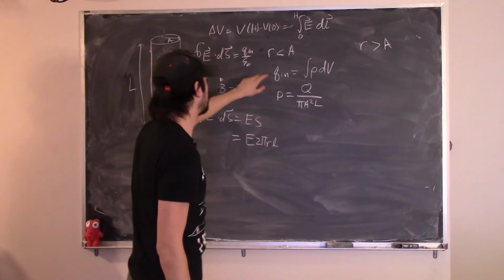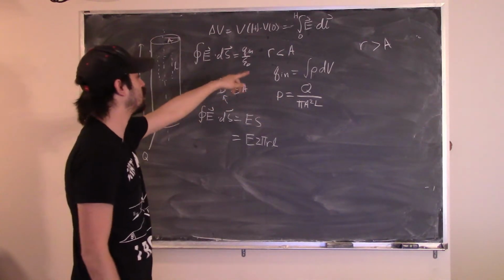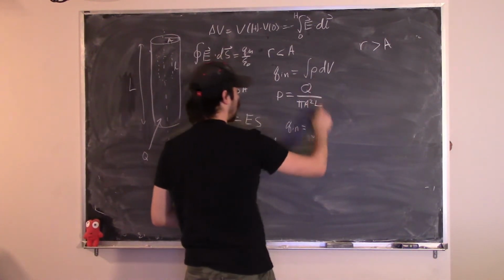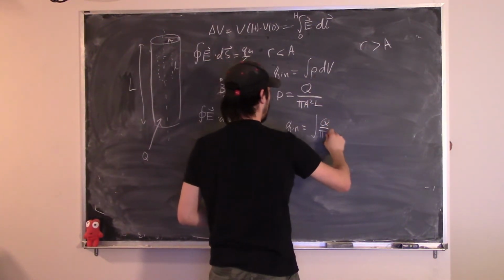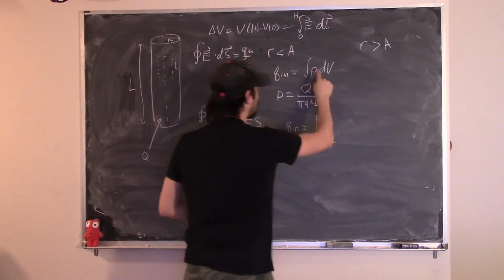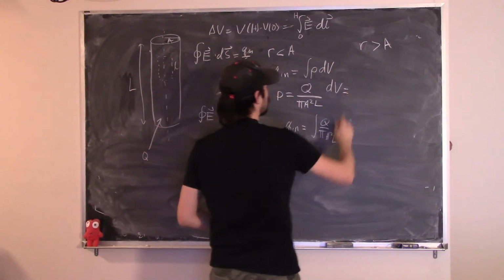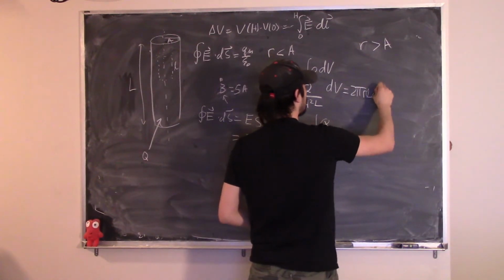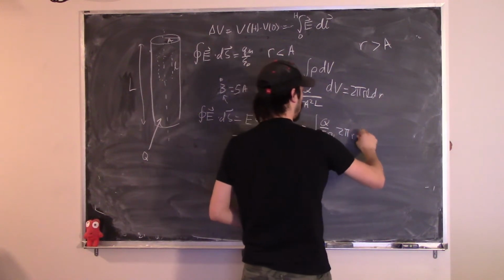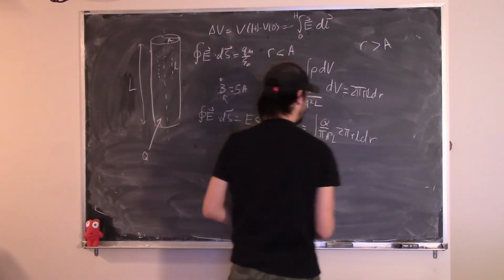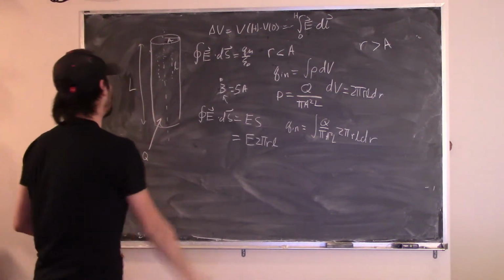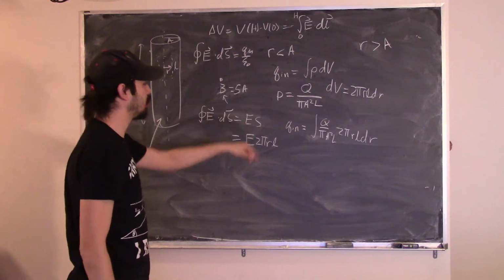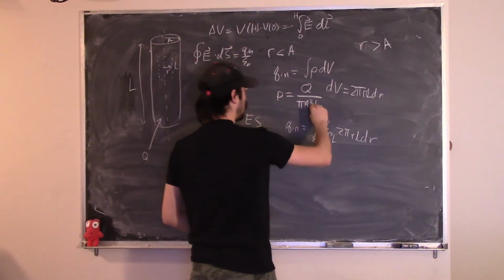Now we have almost everything that we need to find the electric field for R less than A. We just need to figure out what Qin is. So Qin is equal to the integral of rho, which is Q divided by pi A squared L, times dV. In this case, dV is equal to 2 pi R times lowercase l times dr, so this is 2 pi R L dr. This has some radius of R, and so the limits of integration are going to go from 0 to R.